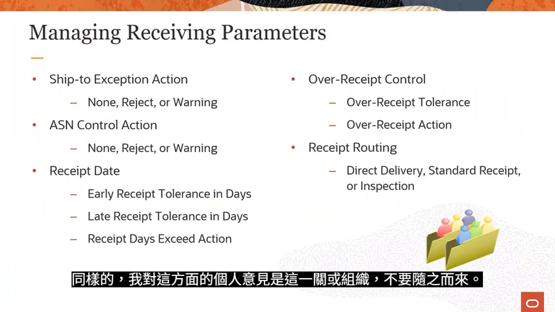And then the last one is the receipt routing. Is it going to be direct, standard, or is it going through inspection? Some of you are going to allow substitute receipts, yes or no. Unordered receipts. Are we going to do blind receiving?